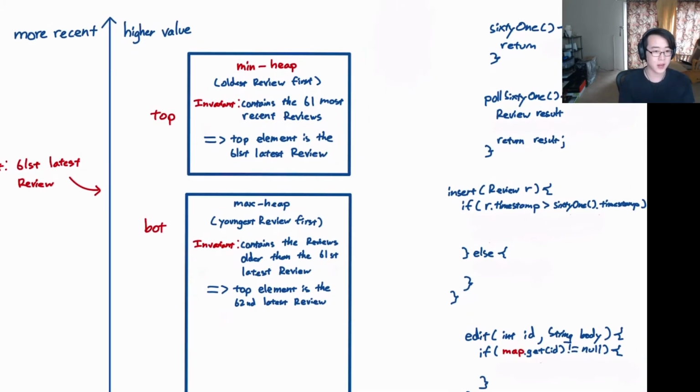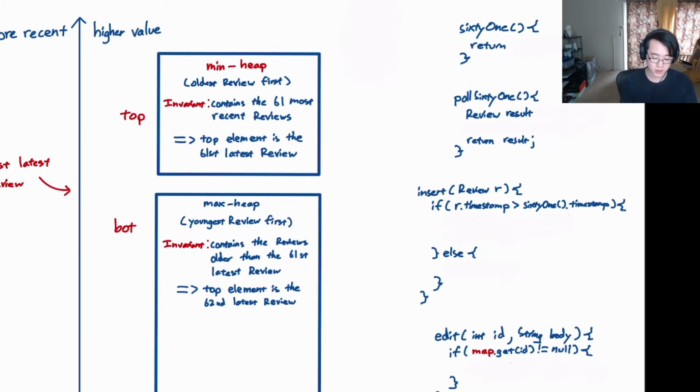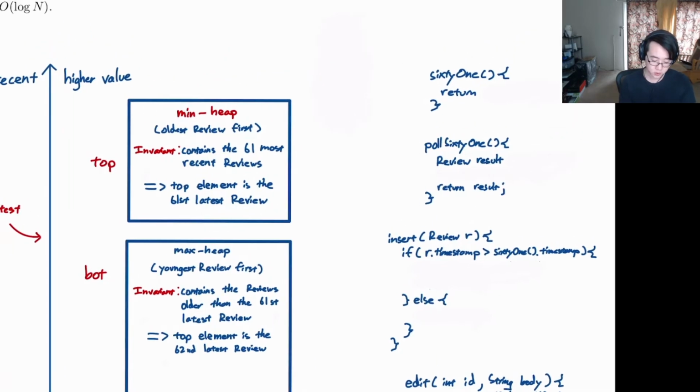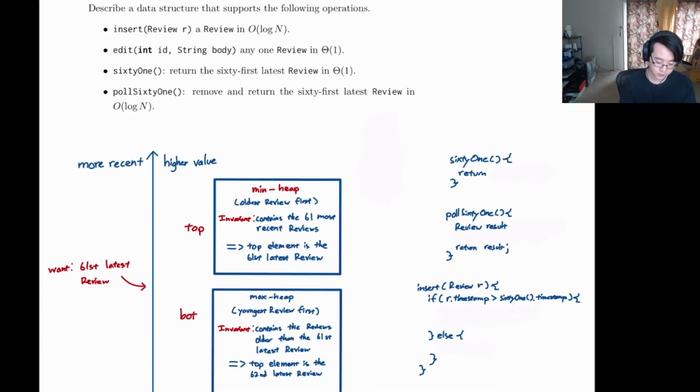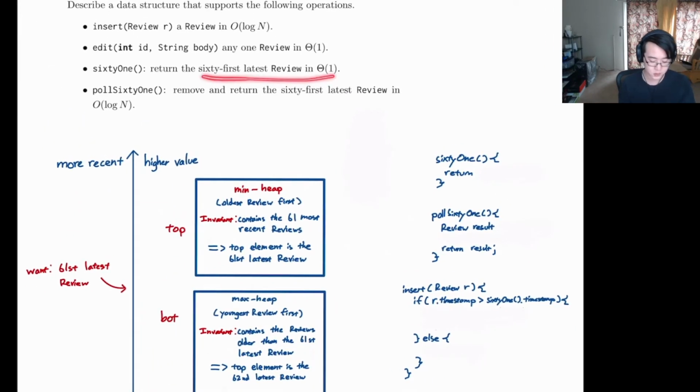This is important as we implement these methods on the right, of how we insert into this review structure and remove the 61st latest. I'll go in this order, which makes more intuitive sense to me. You can implement this in any order, but I just find this the easiest to understand. The first method is 61, where we return the 61st latest review in constant time. Like I've said, this top heap already has the property that the top element is going to be the 61st latest review. So it's as simple as just returning whatever the top element on the heap is. We'll just peek and then return that.